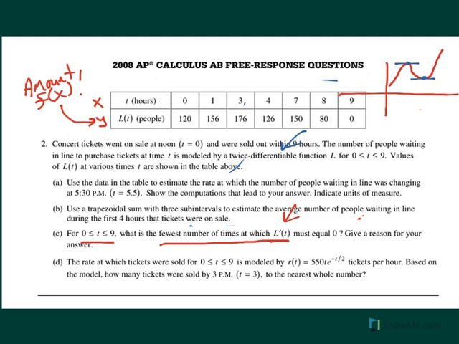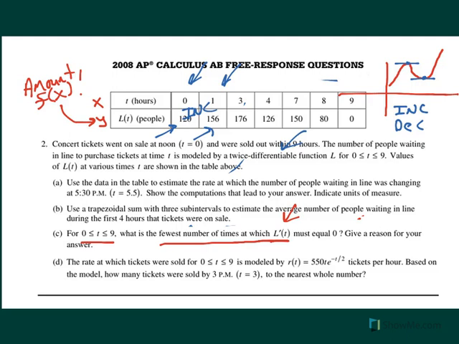So you're going to be looking basically at the behavior of the function and trying to determine how many times it changes direction, and by that we mean how many times does it switch from increasing to decreasing, or vice versa. So you're going to be looking at the trend in the table. Notice at time 0 it was at 120 for an output, and then at time 1 it was at 156. So from 0 to 1 it was increasing.